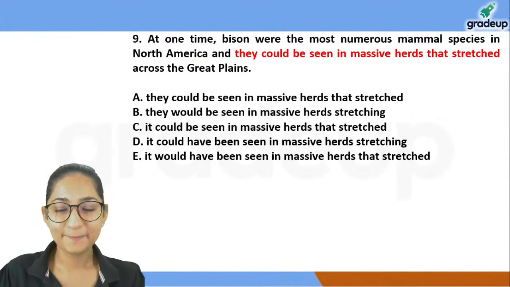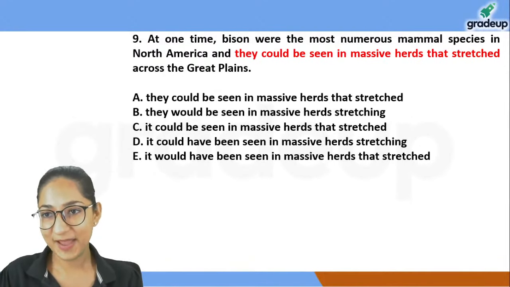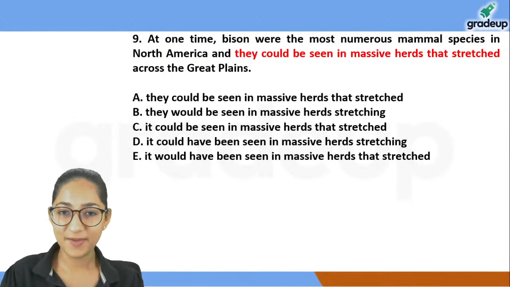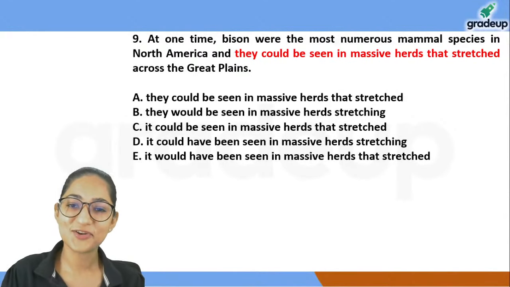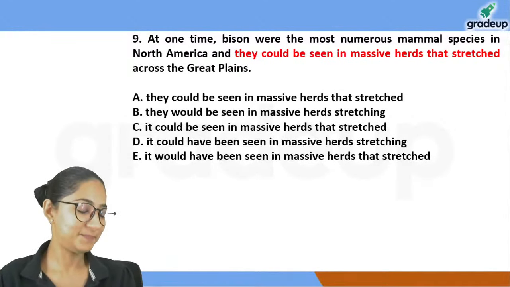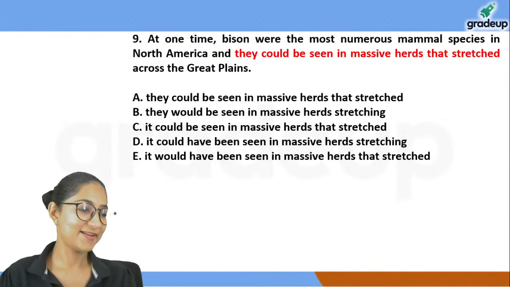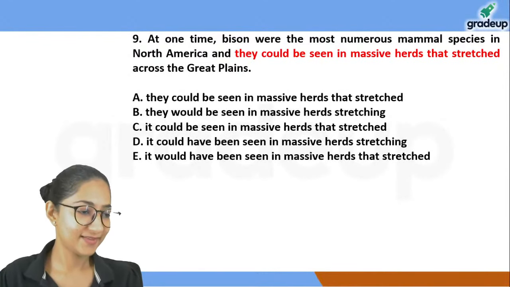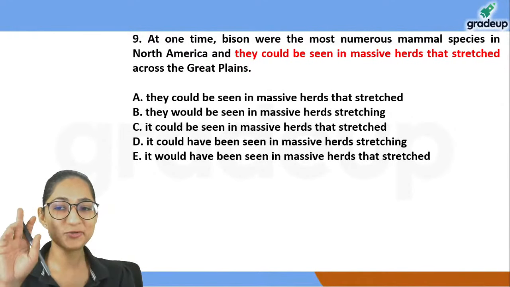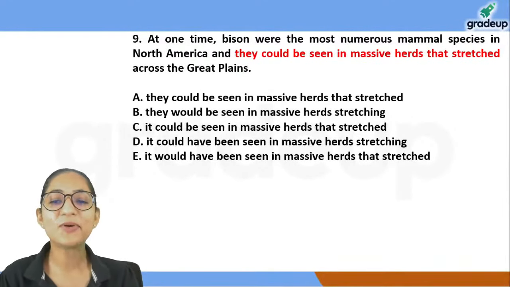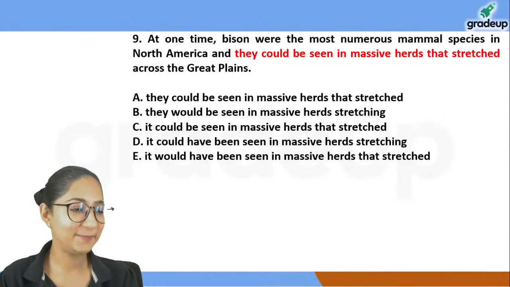At one time, bison were the most numerous mammal species in North America, and they could be seen in massive herds that stretch across the Great Plains. What do you say? This one also, very quickly, if you do your scans now, you will be able to come up with the answer very, very quickly.